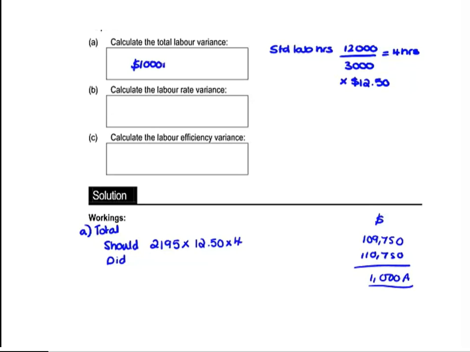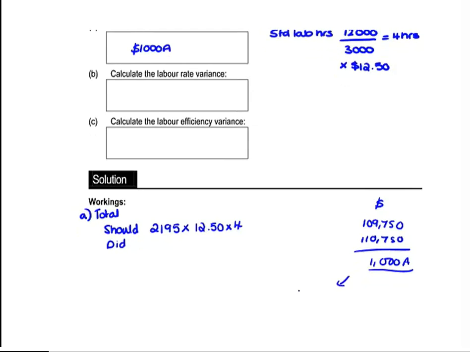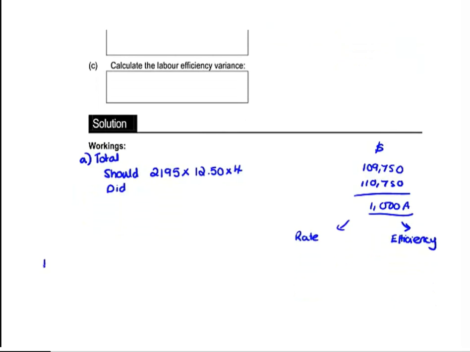And what we're going to do now is break that variance down into rate, which is the impact of paying more or less per hour, and efficiency, which has to do with the speed at which the production is achieved. So if we're looking at the labour rate variance, we're looking at the actual hours paid.